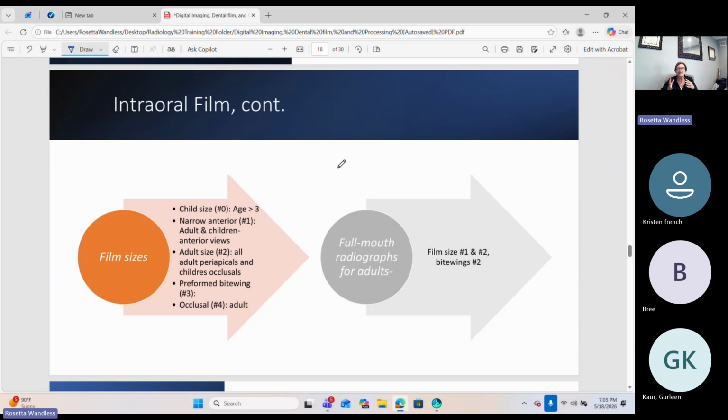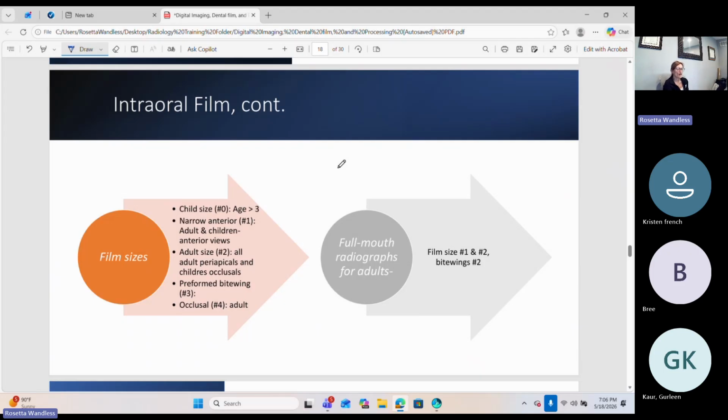Now, do we take these very often on children that are 1, 2, and 3 years old? No, but if we had to look at something, we would use a size 0, okay? Super teeny, super tiny, and it fits in their little mouth. It's still real tight, but if we need to take a picture, that child size 0 is going to be for ages 0 to 3.